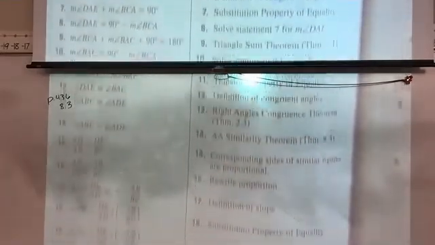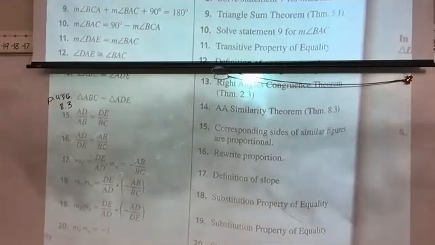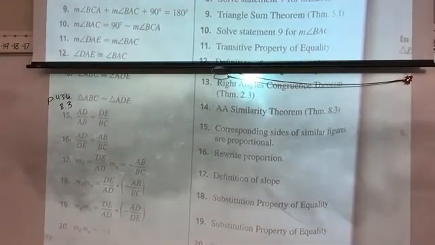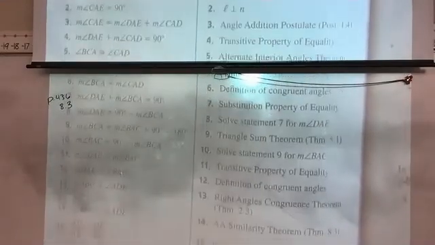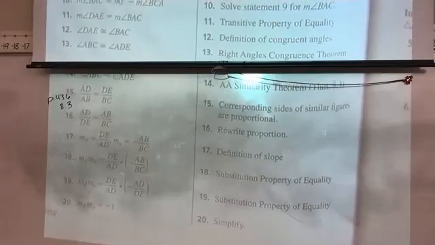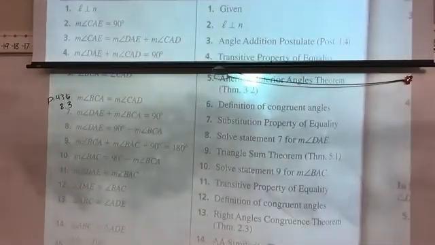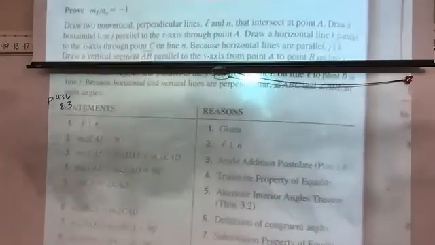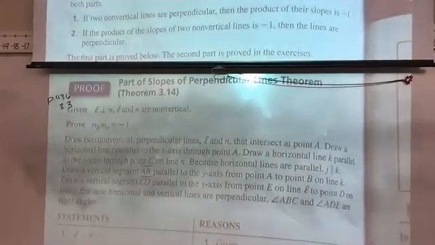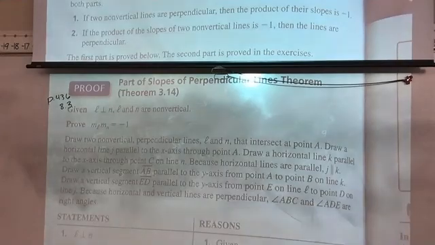You don't have to write this. No, we don't have to do it. I just wanted to show you. Make you thankful that we don't have to do a 20 step proof. They're proving that the slopes of perpendicular lines multiply together to equal -1. I don't want to grade 20 steps of proof.